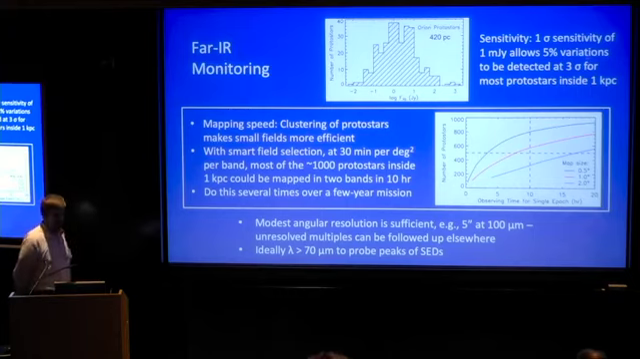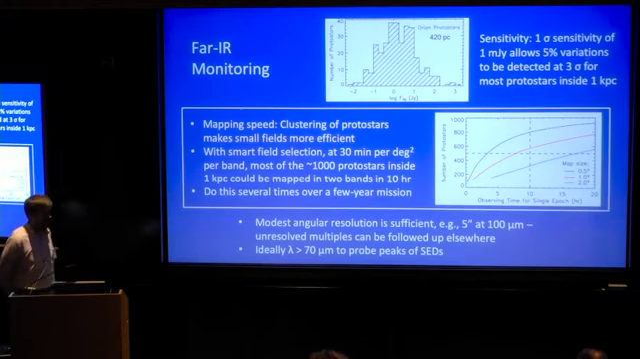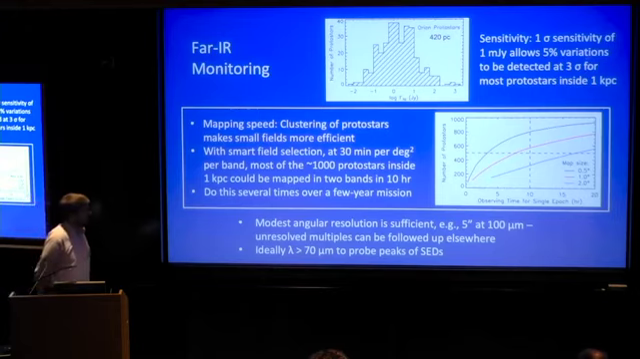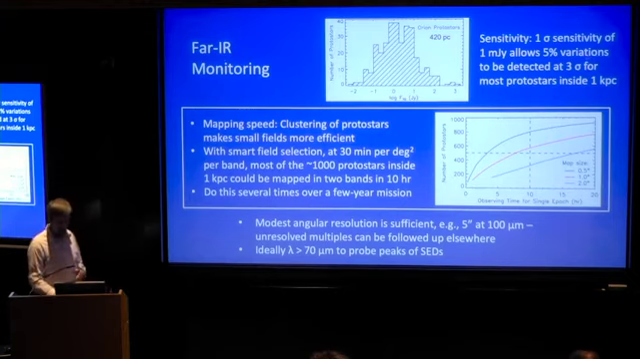Let's see. Another concern that we have is really mapping speed. The clustering of protostars makes small fields more efficient. So what we did is we looked at the 1,000 protostars roughly that we have inside of a kiloparsec and tried to figure out a smart way to divide these up into fields. The latest information we had is that it takes about 30 minutes to map a square degree field in one band. So most of the protostars inside 1 kiloparsec could be mapped in both bands in 10 hours.